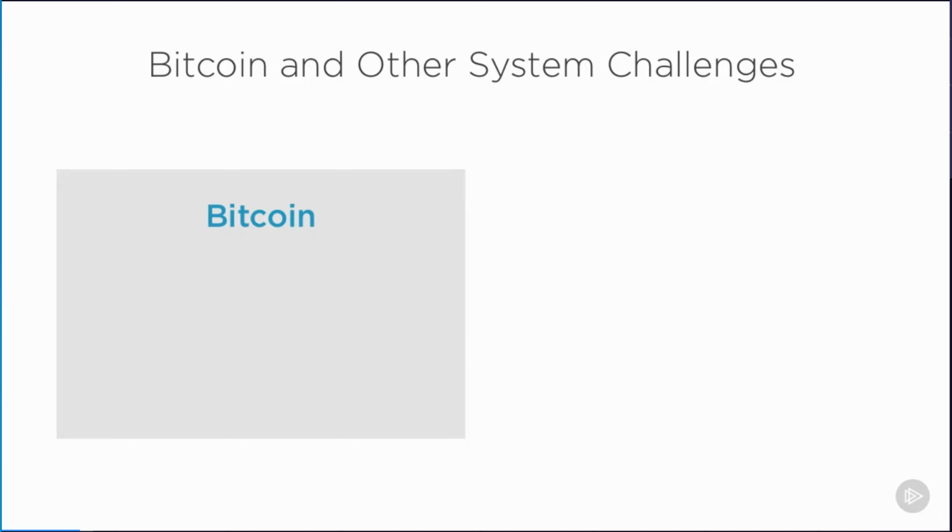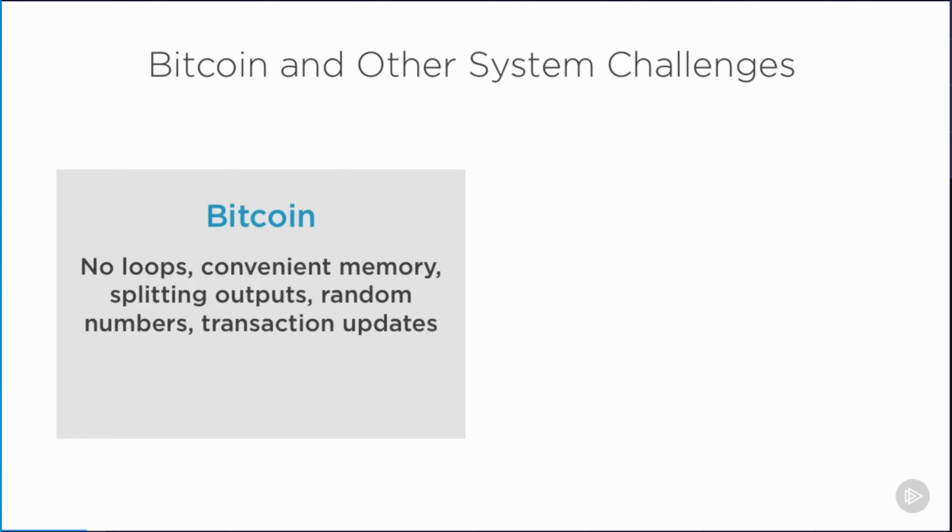Bitcoin's scripting language is intentionally limited to prevent unforeseen problems. For example, there are no for loops. There's also no convenient memory storage, easy way to split outputs, quick access to random numbers, or ways to update transactions over time. Transaction outputs are either unspent or spent. In short, Bitcoin provides a digital system for exchanging currency, not a general computer.